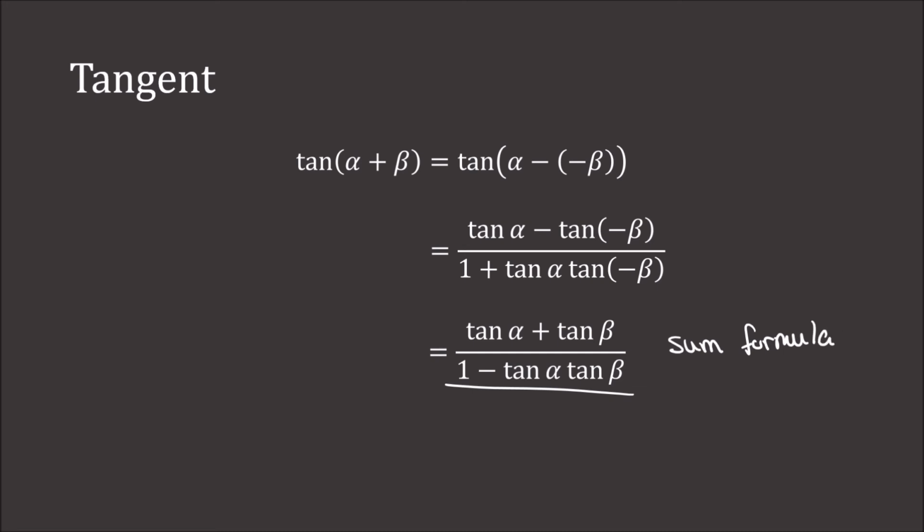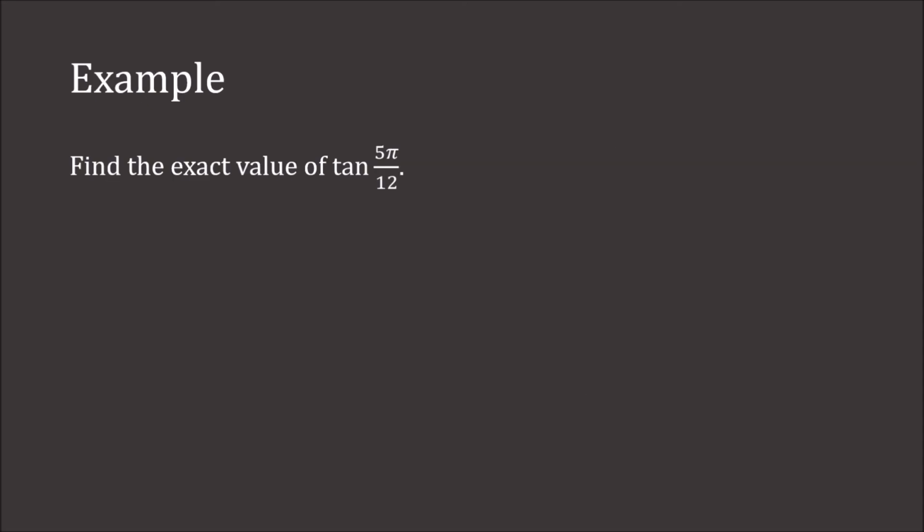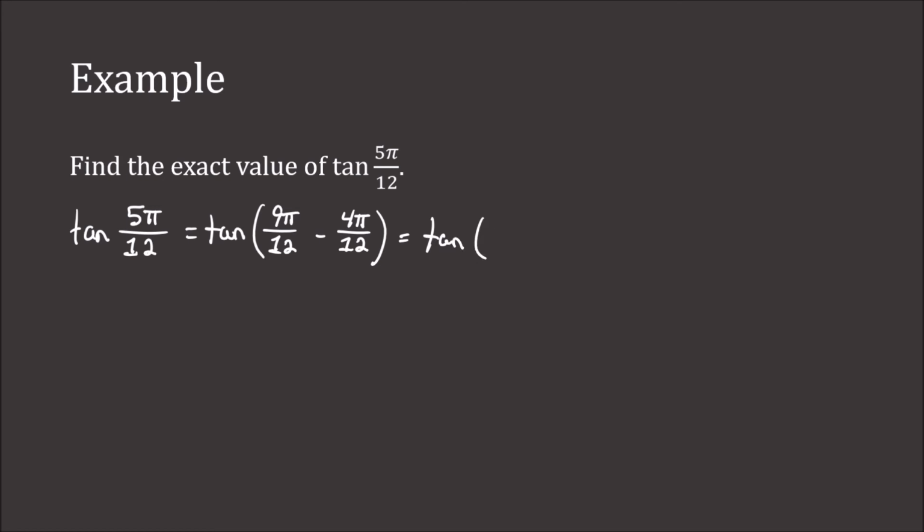We will conclude this video now with one last example. Find the exact value of tangent of 5 pi over 12. So again, the idea is we want to write 5 pi over 12 as either the sum or difference of known angles. We can write 5 as 9 minus 4. So we can write this as 9 pi over 12 minus 4 pi over 12. And these are known angles, right? Because 9 pi over 12 will simplify to 3 pi over 4. 4 pi over 12 will simplify to pi over 3.